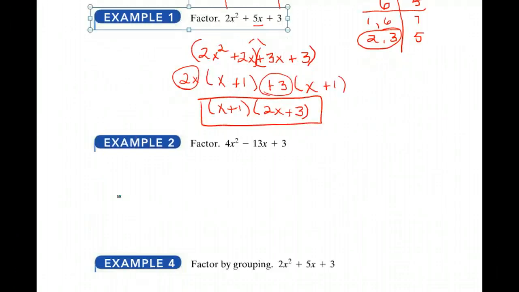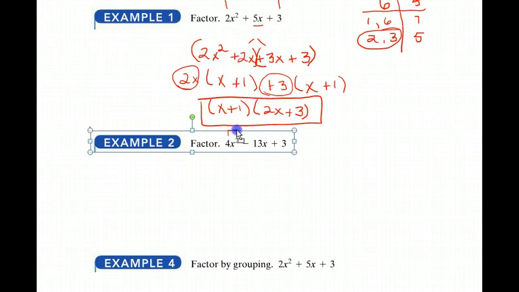Let's try example 2. Remember, our starting point is to multiply A times C. So we're going to multiply 4 times 3. So we want factors that will multiply to AC, which is 12. But we want them to add to the number that's in the position of B, which is negative 13. What kind of numbers will multiply to a positive 12, yet add to a negative 13?